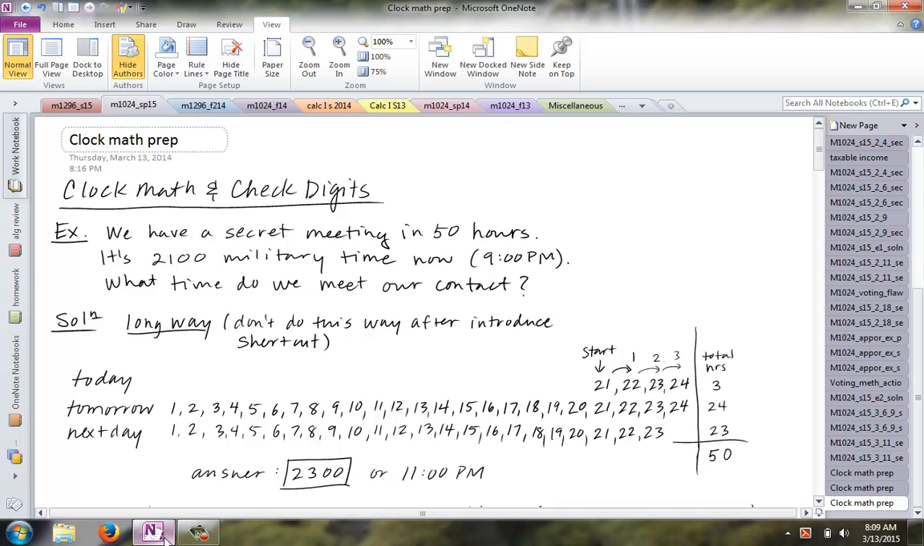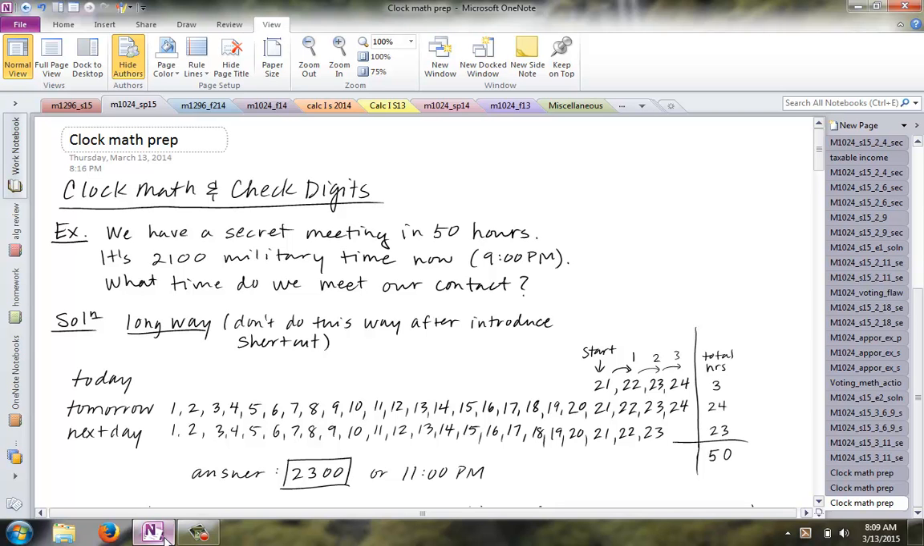So, clock math and check digits. We'll start with an example just to get started here. We have a secret meeting in 50 hours. It's 2100 military time, which is 9 o'clock p.m. military time. What time do we meet our contact?